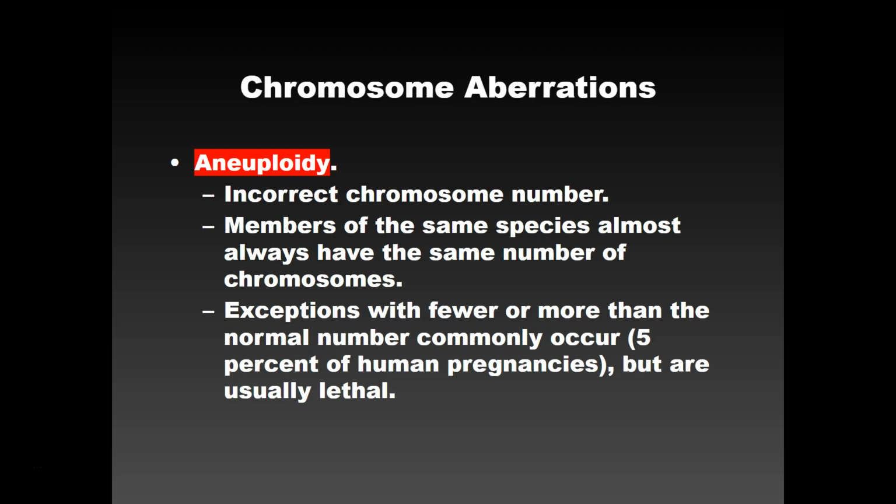Aneuploidy is a related but different term. This is an incorrect chromosome number. Members of the same species always have the same number of chromosomes. So you, your parents, your neighbors, you have the same number of chromosomes, but you can wind up with more or less than this actual number. About 5%, that's 1 in 20 pregnancies, wind up being aneuploid.